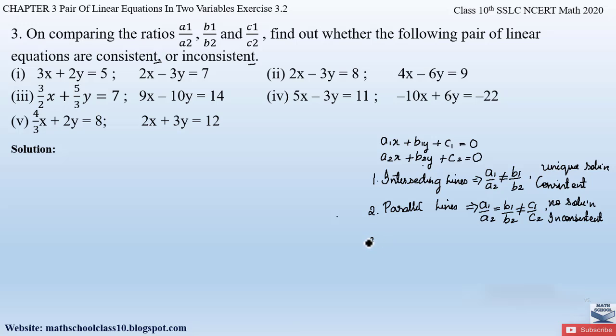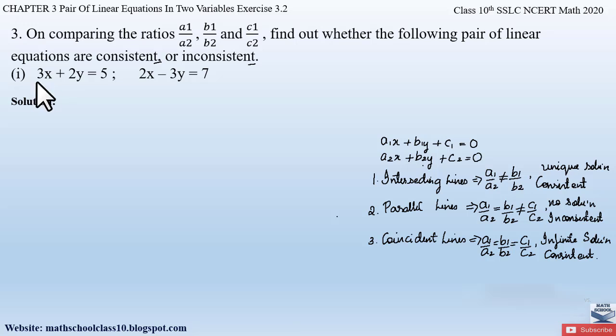Okay, the third condition is when the lines are coincident or overlapping. In this situation, a1 by a2 will be equal to b1 by b2, and that will be equal to c1 by c2. Here, since the lines are coincident, we obtain an infinite number of solutions, and since we obtain a solution here, the pair of linear equations will be consistent, right? So this is the table which is very important. You have to know it to solve these kinds of problems.